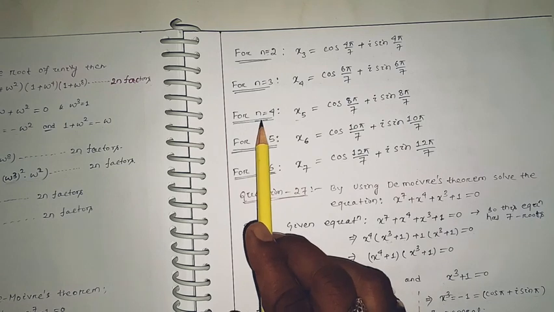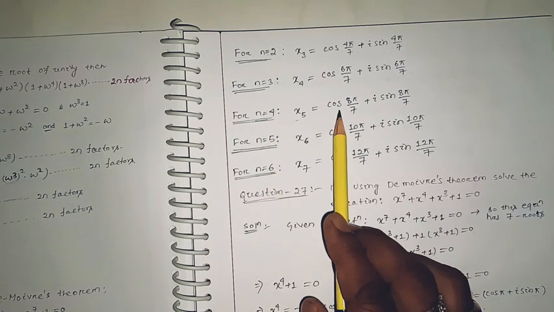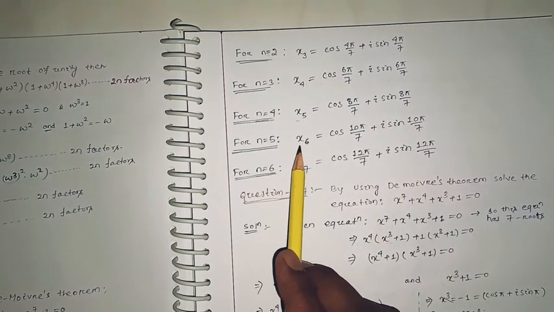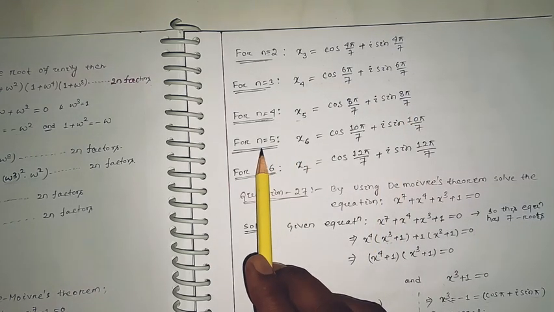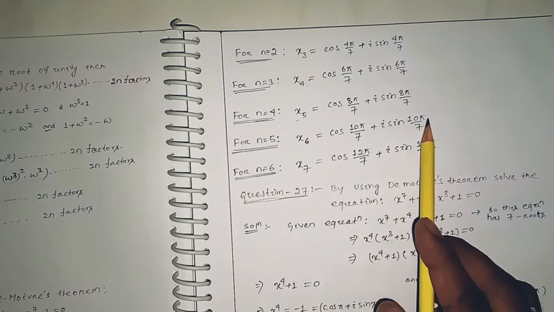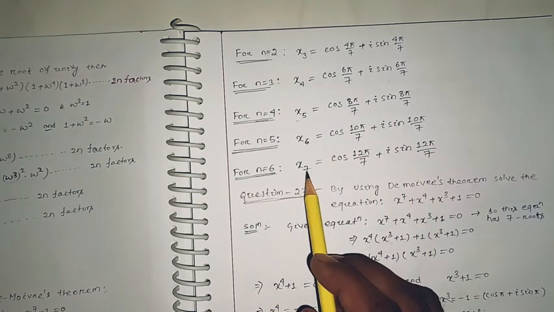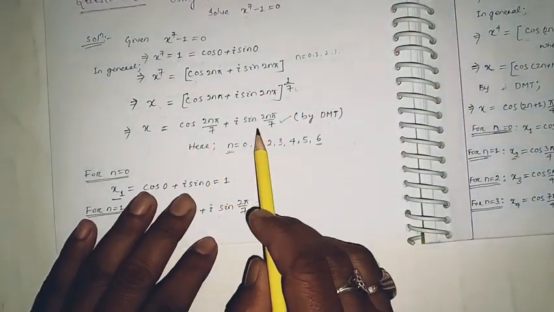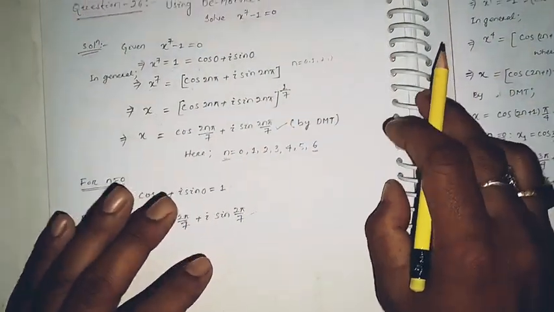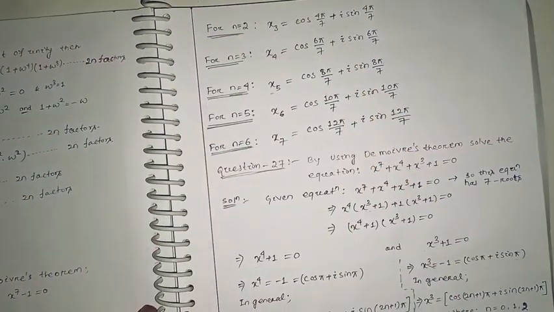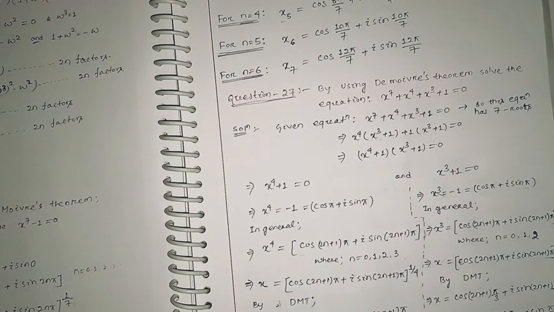For the fifth root, we substitute n equal to 4, and we get cos 8 pi by 7 plus i sin 8 pi by 7. For the sixth root, we substitute n equal to 5, so we get cos 10 pi by 7 plus i sin 10 pi by 7. For the seventh root, we substitute n equal to 6. In this equation, we find cos 12 pi by 7 plus i sin 12 pi by 7. So these are the 7 roots we found by using de Moivre's theorem.